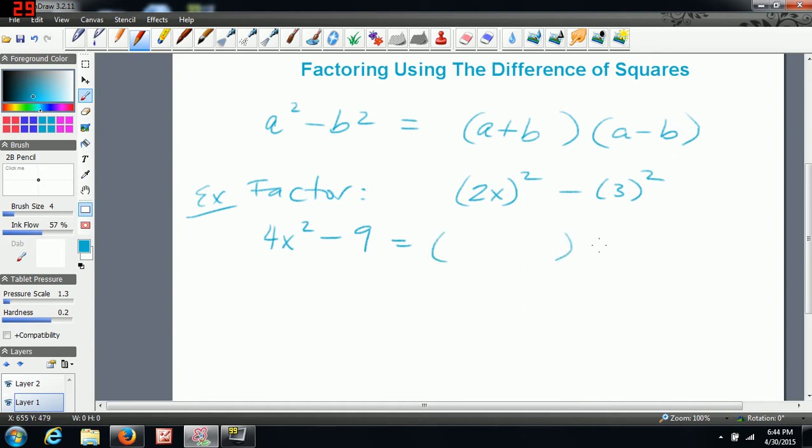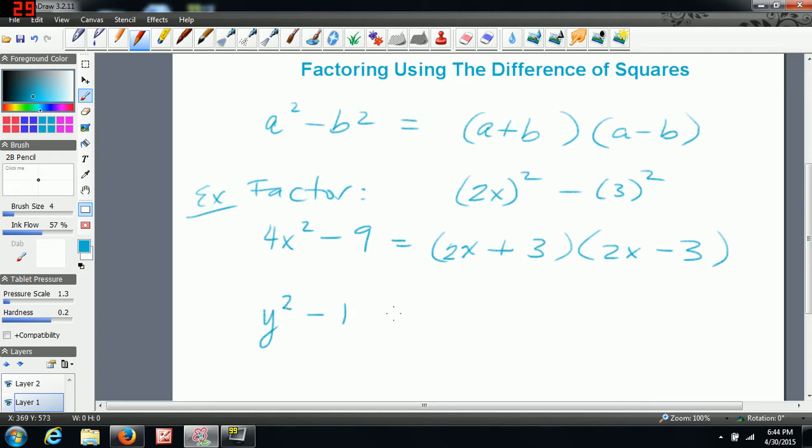And when we have it in that form, we could use this rule. So we would go ahead and fill in the information. So that would be 2x plus b, in this case 3, and over here it would be 2x minus b, which in this case is also 3. Okay, so that would be the answer. So we can try some more examples.